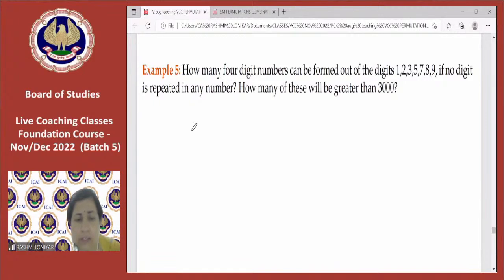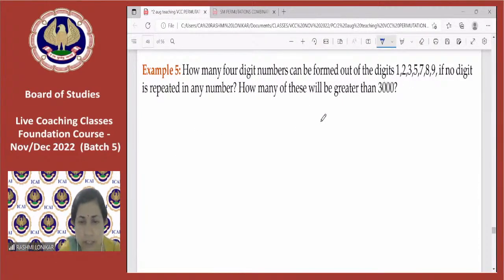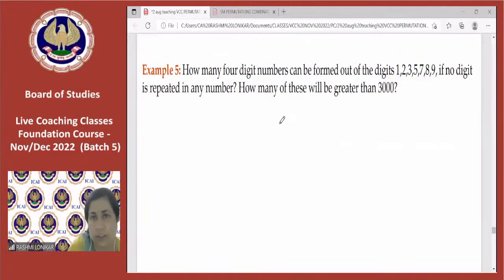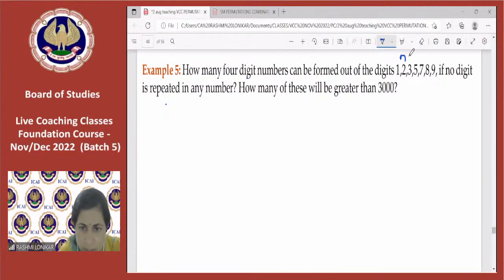How many 4-digit numbers can be formed out of the digits 1, 2, 3, 5, 7, 8, 9 if no digit is repeated? How many of these will be greater than 3000? See, here they have given the sum into 2 parts. One is no restriction. Second is a restriction on the numbers which are greater than 3000. So how many digits are there? 1, 2, 3, 4, 5, 6, 7. Okay, so there are 7 digits. And how many digits do they want? So, n is equal to 7. How much is r? r is equal to 4, because it is a 4-digit number.